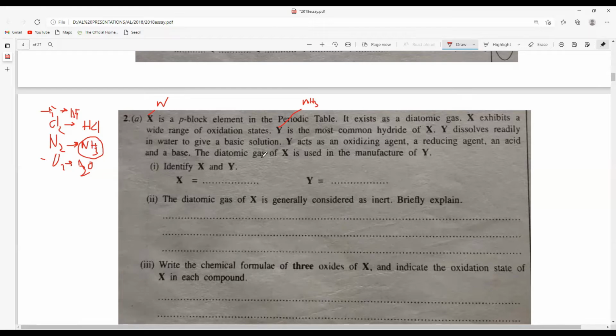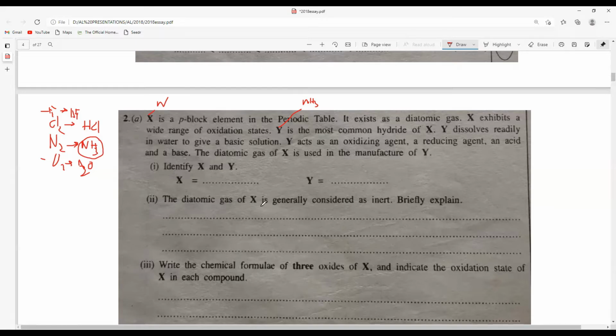The diatomic gas X is used in the manufacture of Y. So typically, you know, nitrogen is used for the production of ammonia through the Haber process, right? So identify X and Y. So X is nitrogen and Y is ammonia.